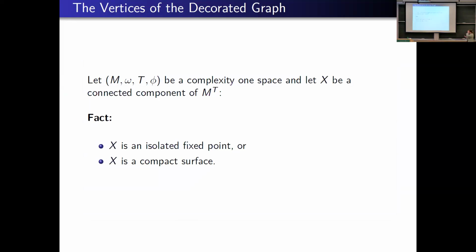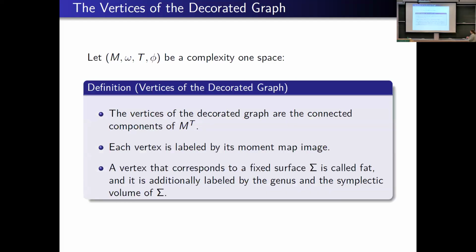So now I would like to explain what the decorated graph is. Whenever we have a complexity 1 space and a connected component X of the fixed point set, it is easy to show that X is either an isolated fixed point or a compact surface. We now define the vertices of the decorated graph. Namely, the vertices are the connected components of the fixed point set. We label each vertex by its moment map image. As I told you before, a connected component of the fixed point set is either an isolated fixed point or a compact surface. In the case that it is a fixed surface, the vertex is called fat, and it is additionally labeled by the genus and the symplectic volume of the underlying fixed surface.